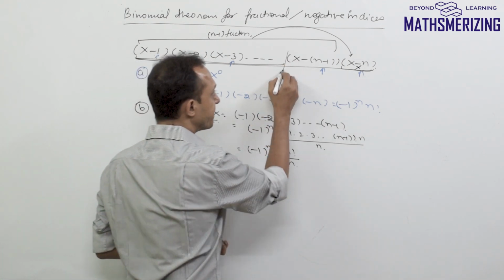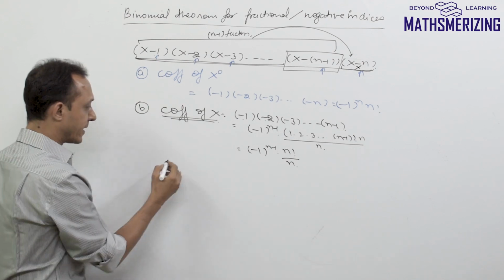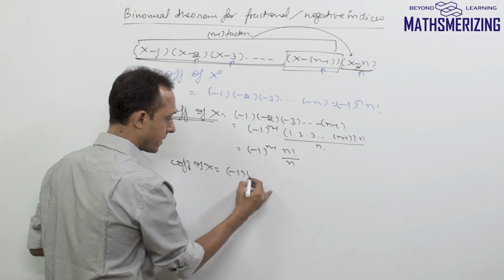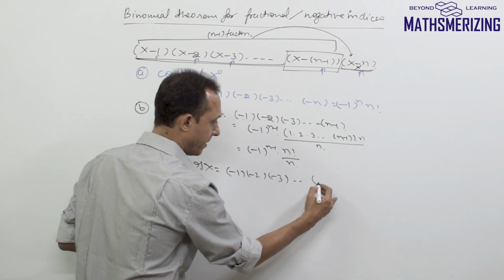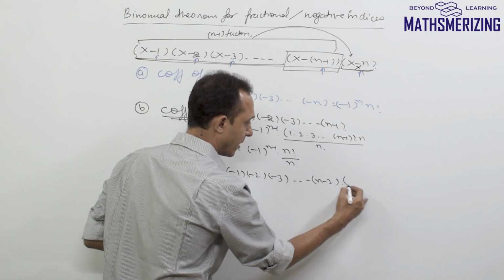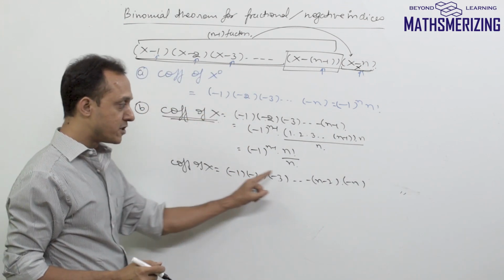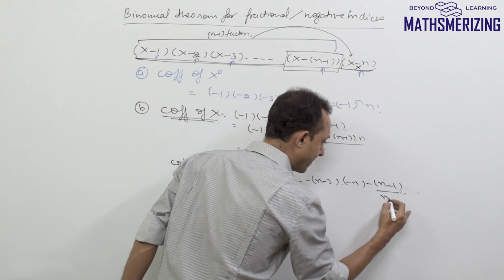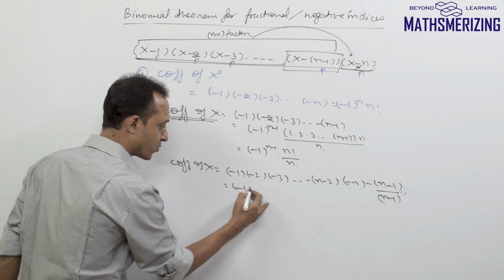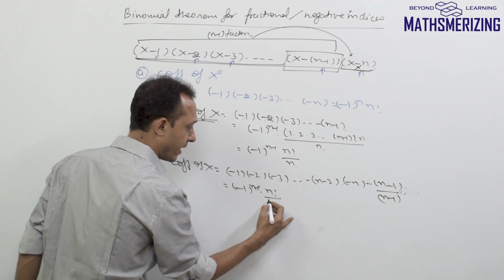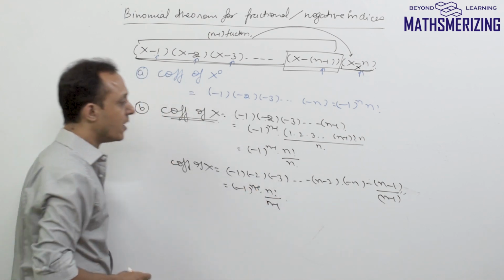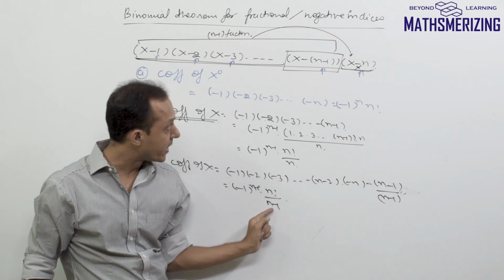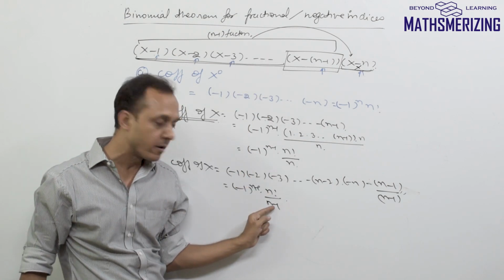Now what if I leave the factor x minus n minus 1? In that case, the coefficient of x will be minus 1, minus 2, minus 3, up to minus n minus 2, and then minus n. So that's the coefficient of x. Now again, for the sake of symmetry, I'll multiply with n minus 1 and divide with n minus 1. So again, it will be minus 1 to the power n minus 1, factorial n upon n minus 1. So if I leave n, I get factorial n upon n. If I leave n minus 1, I'll get factorial n upon n minus 1. If I leave n minus 2, I'll get factorial n upon n minus 2.